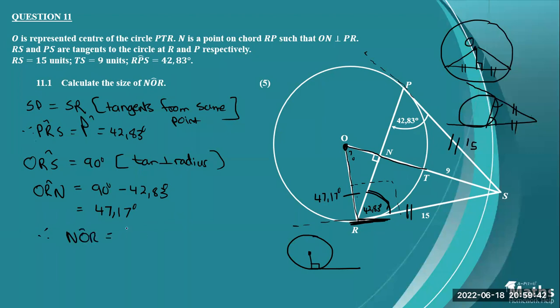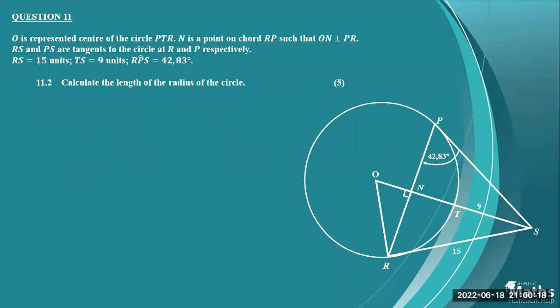And therefore, NOR is equal, well, you can say it's going to be 180 degrees minus 90 minus 47.17, and that gives you 42.83. All right, so always just fill it in on the drawing.